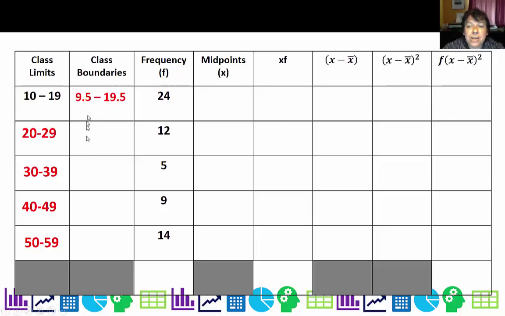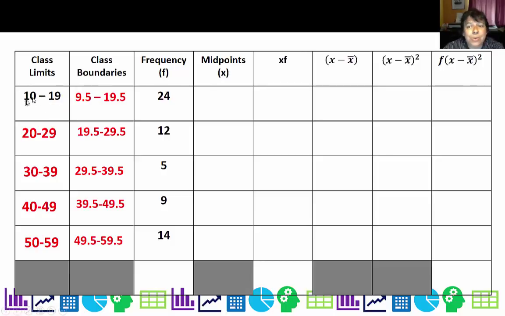So I could go 10 here, so 19.5 to 29.5. And then add another 10 here, and here, and here. And so I have all my class boundaries. Now I have my frequencies. And I could do this trick right here where I'm going to multiply my frequencies times a number for my class limits. But should I use 10 or should I use 19?